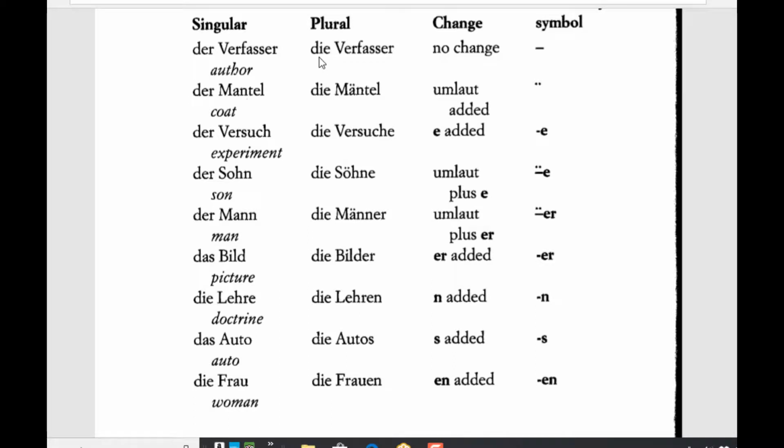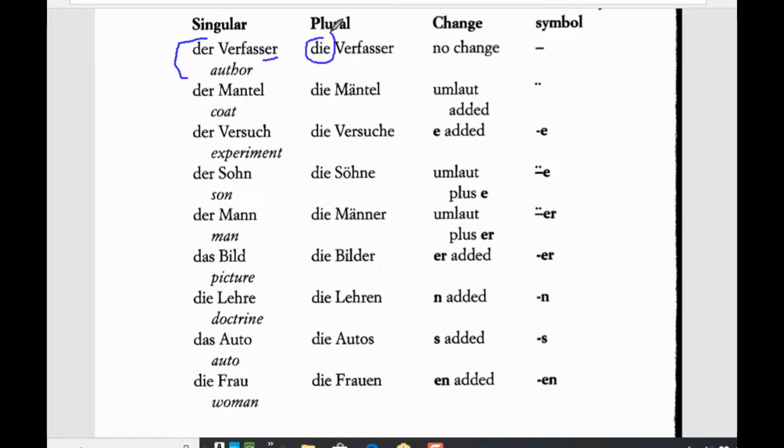Beginning with der Verfasser, die Verfasser. Is there any change here in this first one? There's not a change to the noun, no. Oftentimes with nouns that end with er, they stay the same for the plural, as you see here. And how do you know the difference? Because the article changes. This means author, so this is the author, the authors. They don't give the plural English here, but just add a plural to this. So die is the only way to realize that this is a plural.